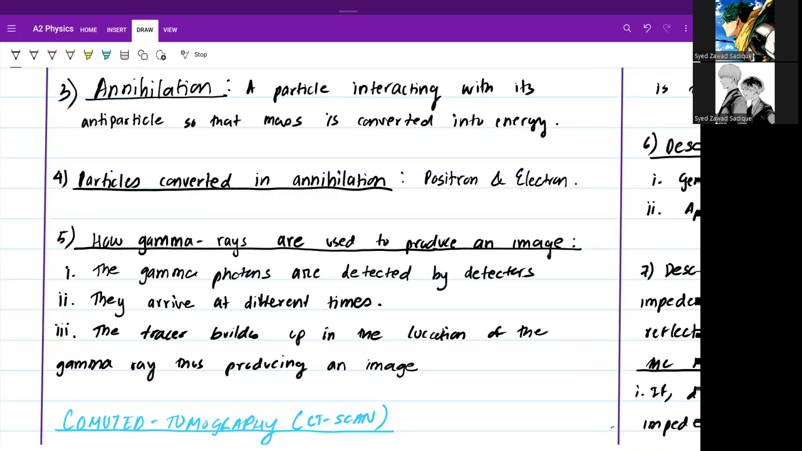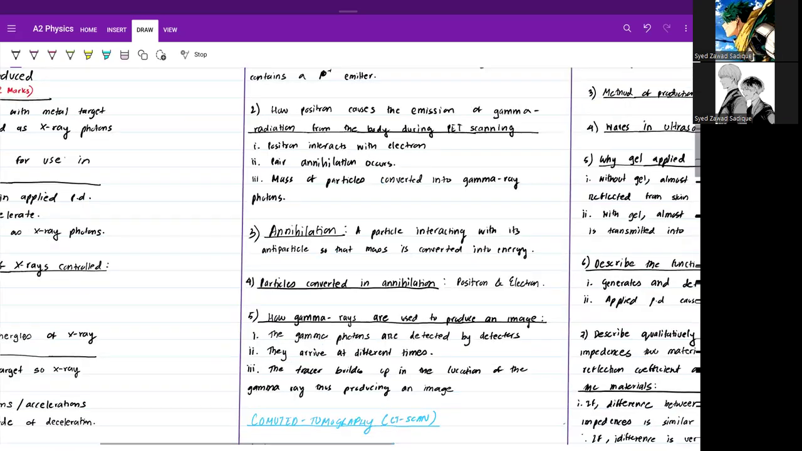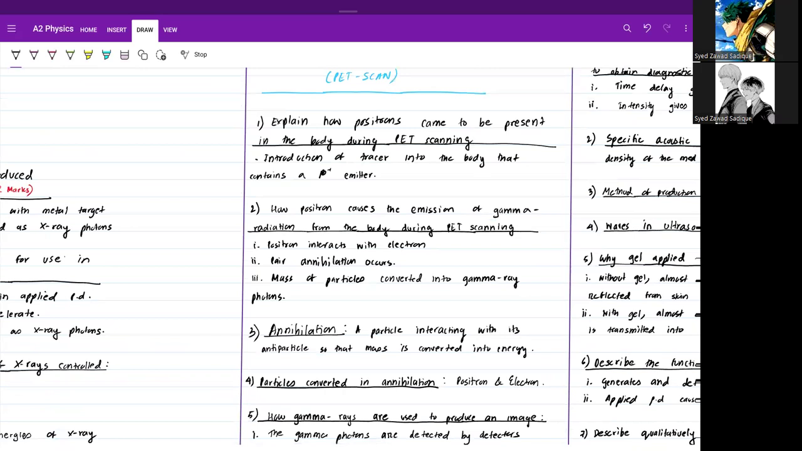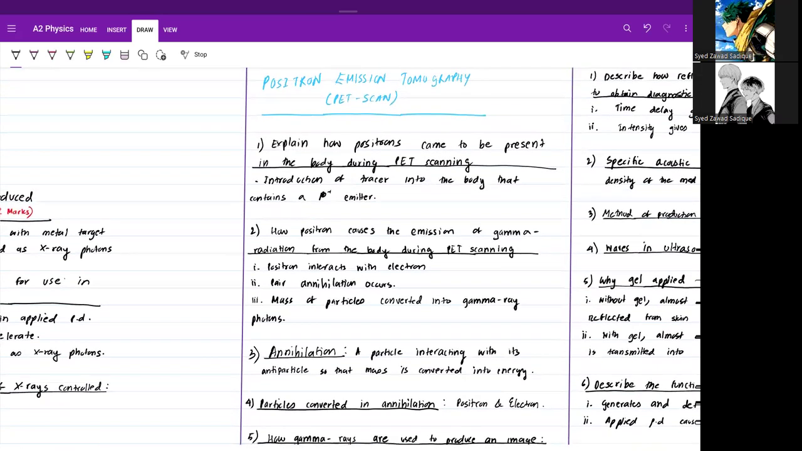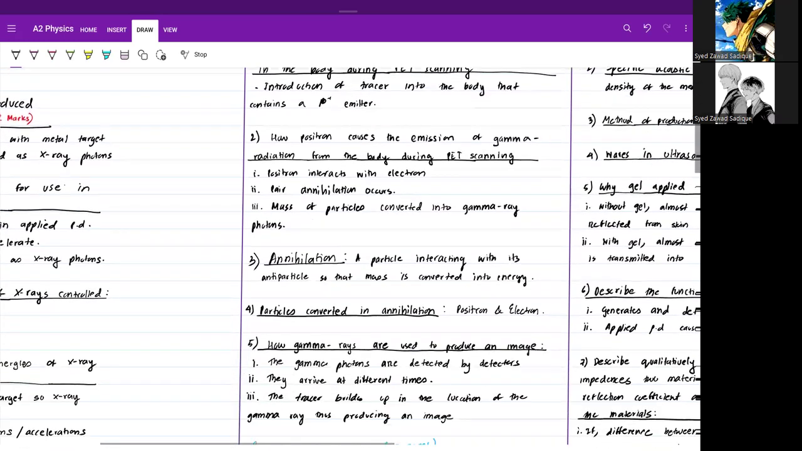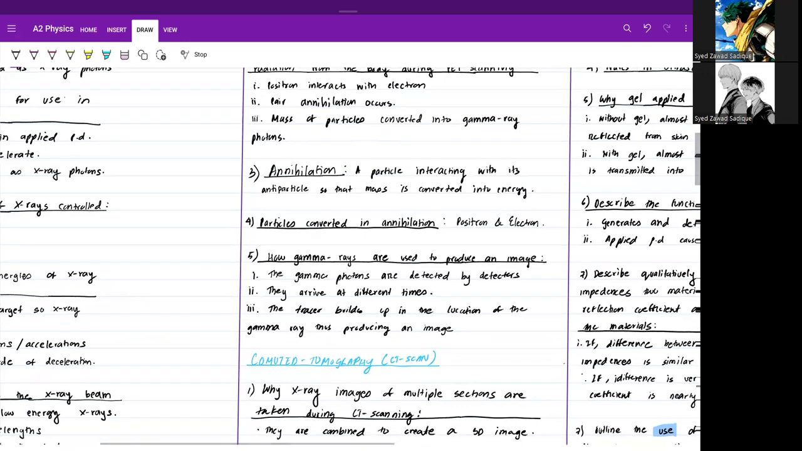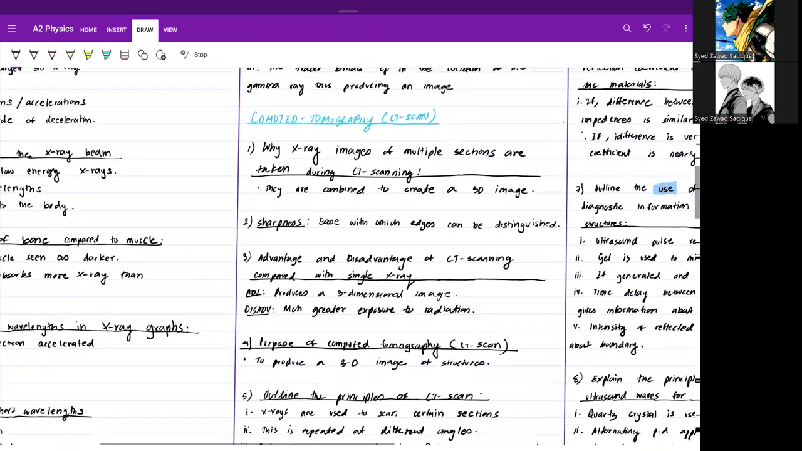Luckily for you guys, there is no serious math involved with positron emission tomography. This is actually linked with your chapter, nuclear physics. So it doesn't have any special theory otherwise. So let's go to CT scan.